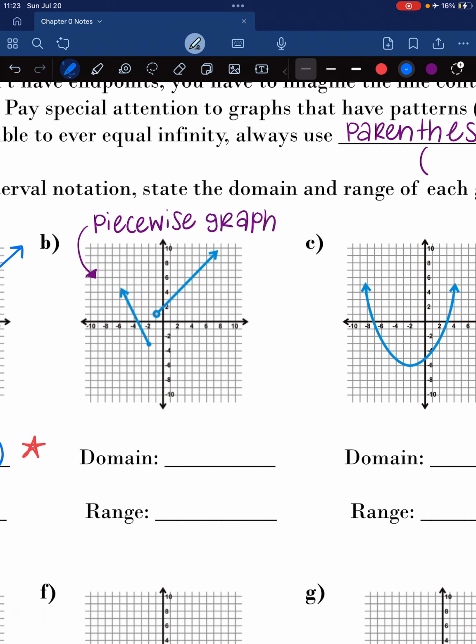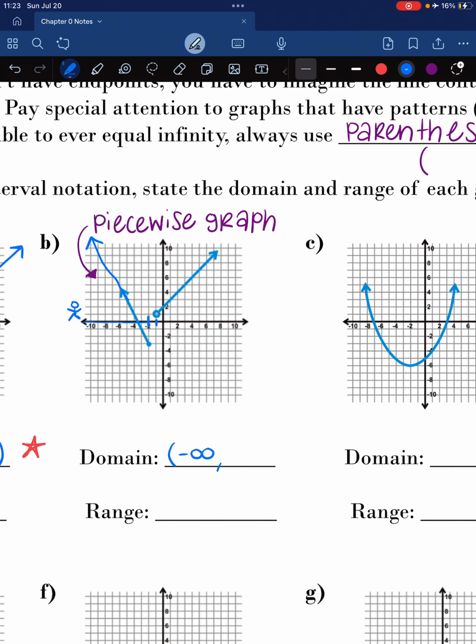Okay, this is an interesting graph where it's kind of split up into two chunks. We still use the same rules we've been using. And just so you know, this is called a piecewise graph, and we will look at that at the end of chapter 1 some more. But for now, we just have to be able to say the domain and range. So looking for my x values, this is definitely going to go to the left forever, so negative infinity. And we need to be careful with this break as I keep walking.